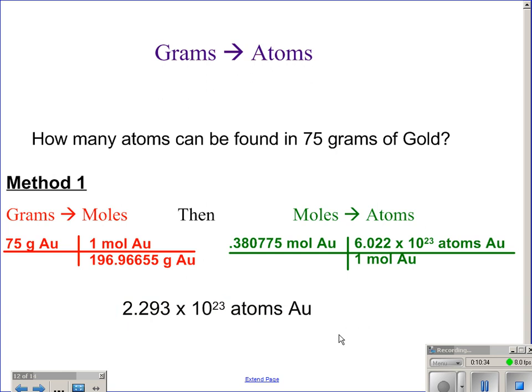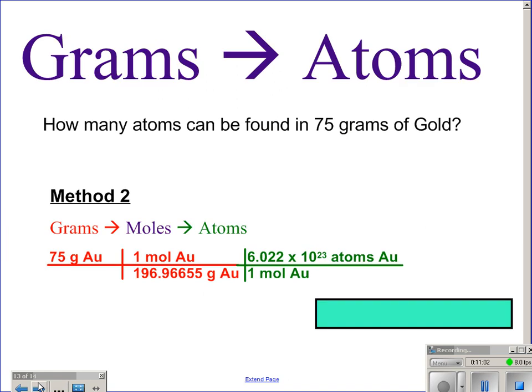Now this first method, if you're the kind of person that doesn't like to write in units like grams of gold or moles of gold or atoms of gold, and so forth, I would recommend you use this method. Because if you don't, you're probably going to start mixing up your numbers and come up with a wrong answer. However, if you're conscientious and you do write in your units, then go ahead and give this method a shot.